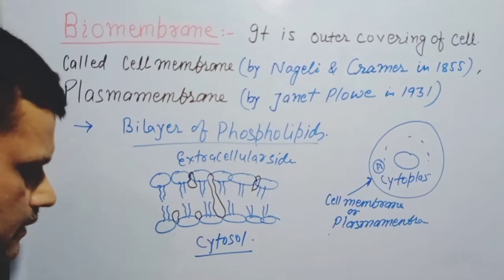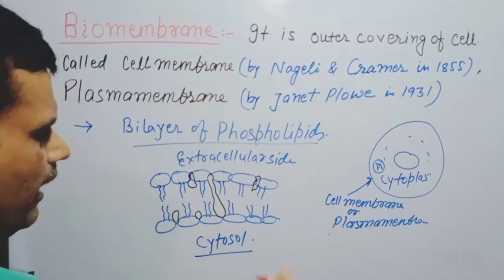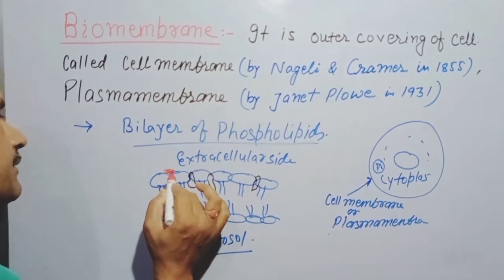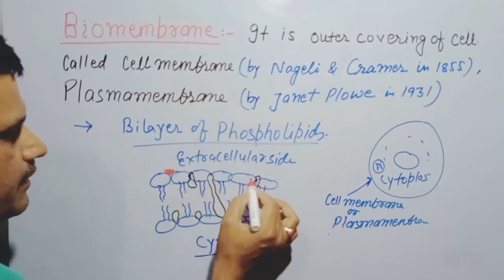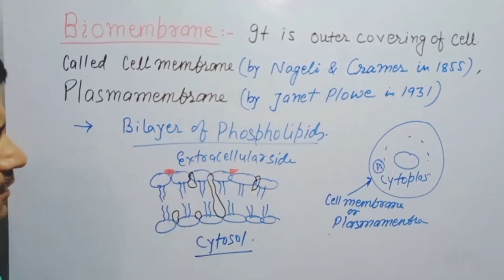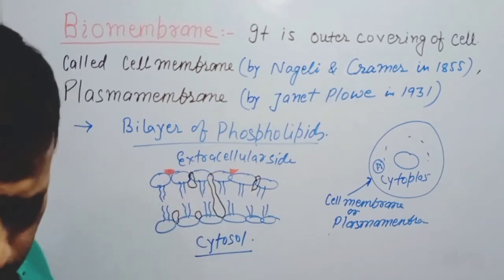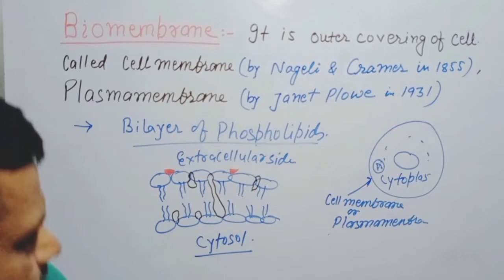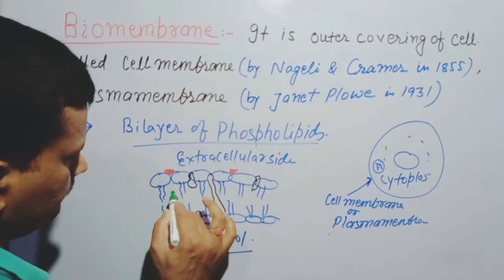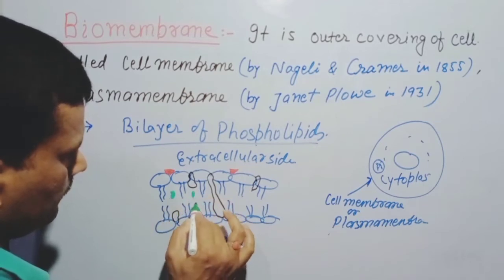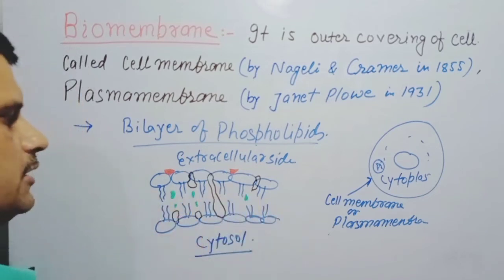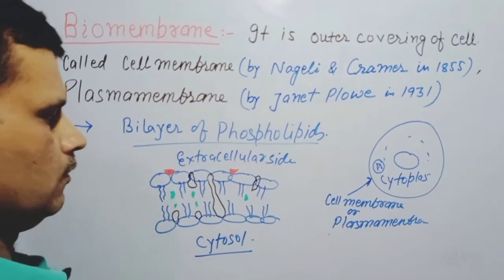And along with this, carbohydrate is also present in the outermost leaflet, that means the outer leaflet. This is the carbohydrate structure, and a special molecule called cholesterol is also present between them.